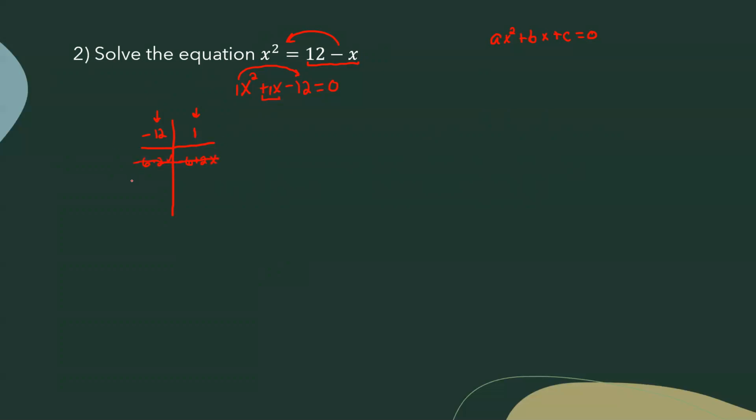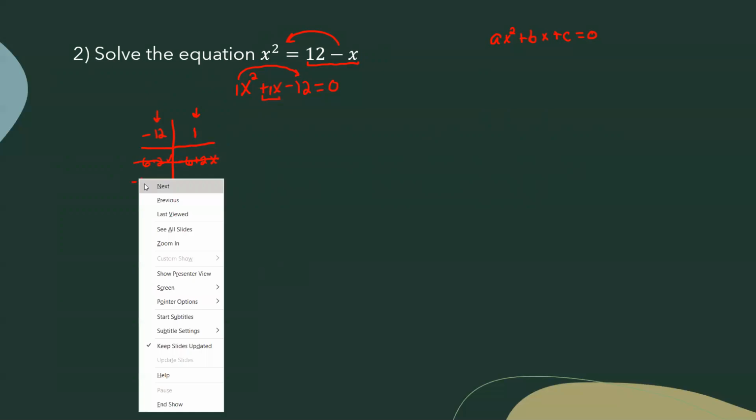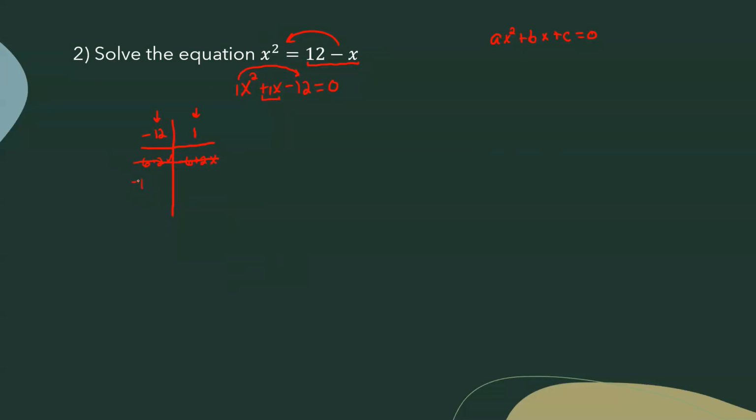Let's try negative 4 times 3. Well, that equals negative 12. What about negative 4 plus 3? Negative 4 plus 3 is negative 1. That does not work. So that is a no-no. What about the opposite? Let's do negative 3 times 4. That works. Negative 3 plus 4 is 1. So that works. So you now have your two numbers that you can work with.